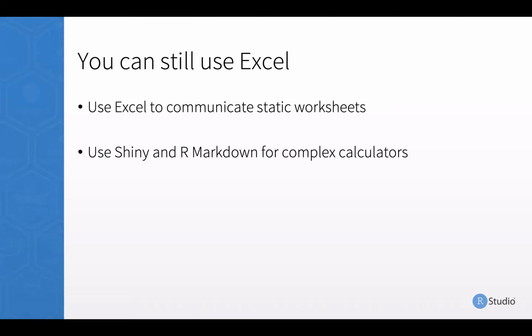You should use Excel to communicate static worksheets, like we saw with the tracker snapshots, and then you should use Shiny and R Markdown for complex calculators. And I think that's a great combination for a data scientist to do all the heavy lifting in Shiny and R Markdown in the R programming language, and then use Excel to communicate static information.